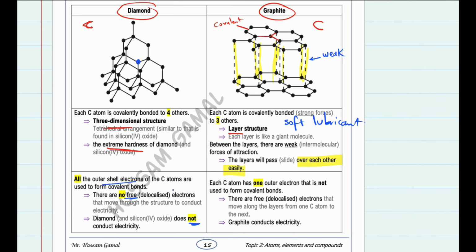However, in graphite, each carbon atom is bonded to 3 neighboring carbon atoms, and each carbon atom has 1 free electron that has not been used in bonding. Now, these free electrons are able to move through the structure. That's why graphite conducts electricity, and this is a very, very important point. Graphite conducts electricity. Diamond does not conduct electricity. Both of them have the same chemical composition, but they have different structures.